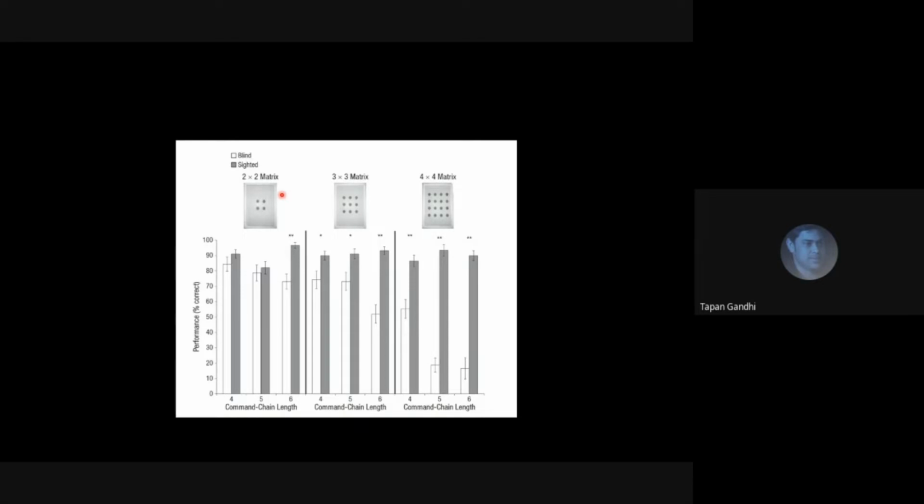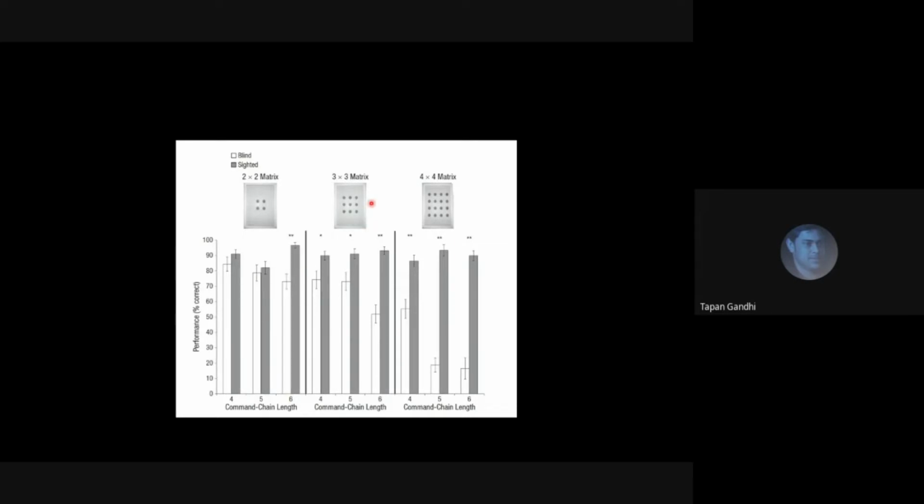This is a 2 by 2 matrix, 3 by 3 matrix, and 4 by 4 matrix. You can see individually, this is 2 by 2, and this is the command chain. I have introduced two variables: one is the number of commands and the other is the matrix level, 2 by 2, 3 by 3, 4 by 4. So what you can see, blind and sighted, initially for the 2 by 2 matrix, is almost similar. There is not much difference except the command chain when I'm increasing the number of commands.